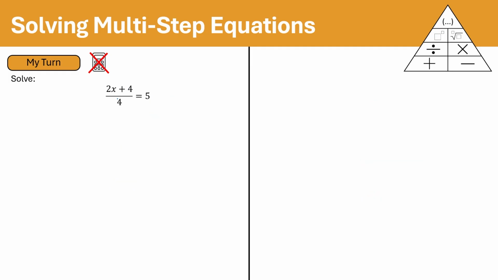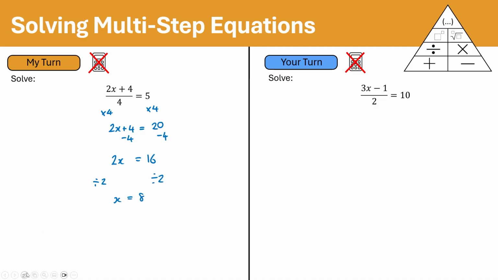Next example, 2x add 4 divided by 4 is equal to 5. I want to undo the division by 4 first because 2x and 4 are both being divided by 4 here. So let's multiply both sides by 4. That's going to leave me with 2x add 4 on my left-hand side and 20 on my right-hand side. Then subtract 4 from both sides, giving me 2x is equal to 16, and then divide both sides by 2, giving me x is equal to 8. Try this one and see how you get on.